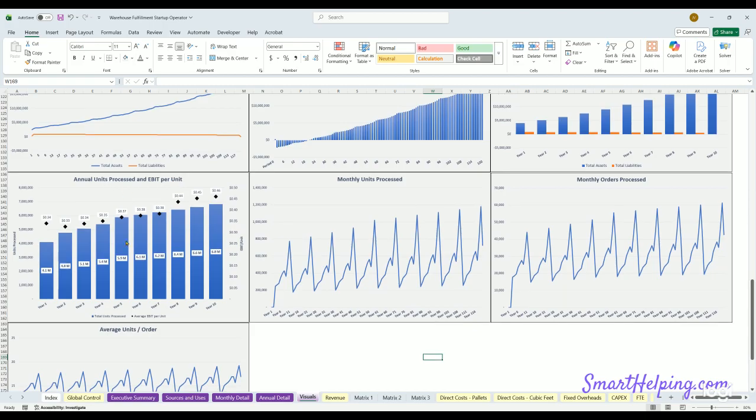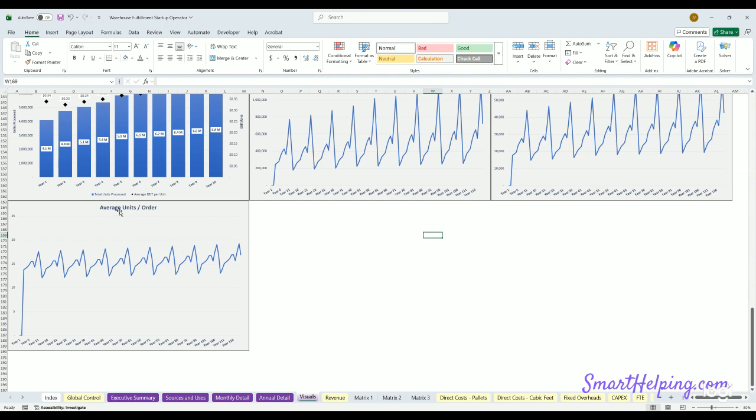Annual units processed against EBIT per unit, so what you're earning per unit processed, and then how many units you're actually processing per year. Monthly units processed, monthly orders processed. There you can really see the seasonality, and then average units per order.